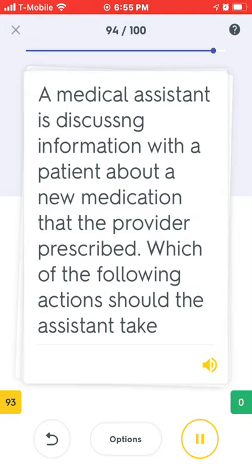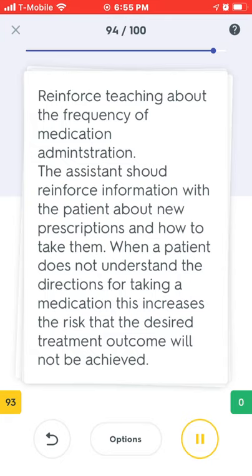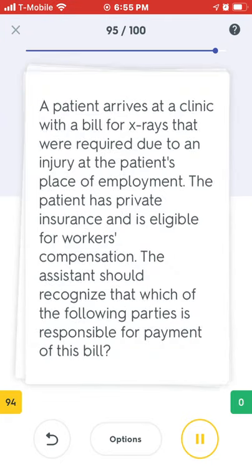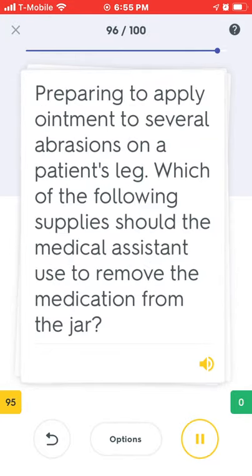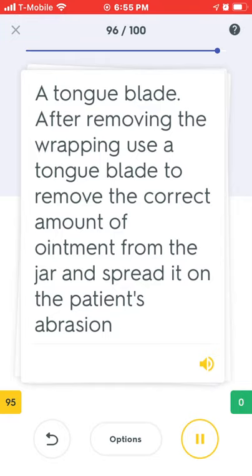A medical assistant is discussing information with a patient about a new medication that the provider prescribed. Which of the following actions should the assistant take? Preparing to apply ointment to several abrasions on a patient's leg. Which of the following supplies should the medical assistant use to remove the medication from the jar? A tongue blade. After removing the wrapping, use a tongue blade to remove the correct amount of ointment from the jar and spread it on the patient's abrasion.